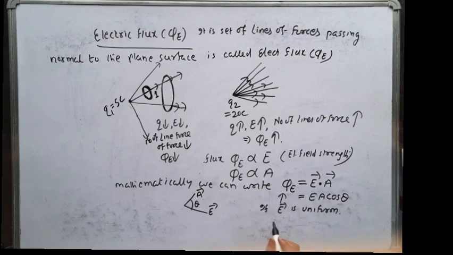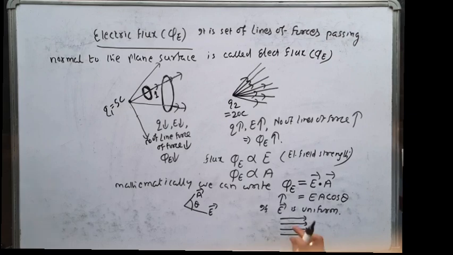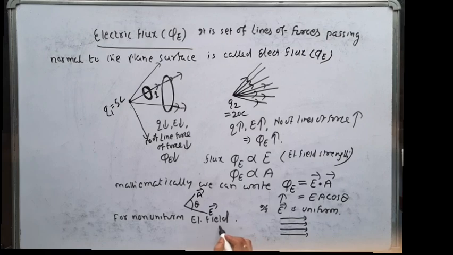What do you mean by uniform electric field? The lines of force are parallel to each other and they are equally spaced. So this is the uniform electric field. For uniform electric field, the electric flux is equal to E dot A. Then for non-uniform electric field, what is the formula? For non-uniform electric field, what is the flux?